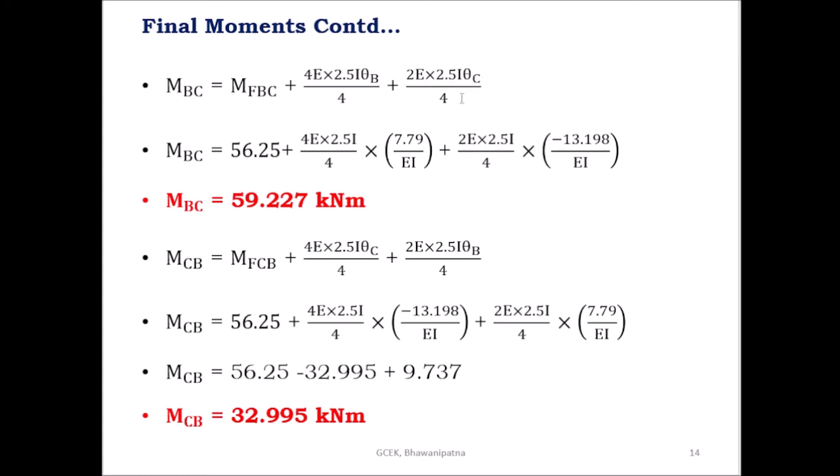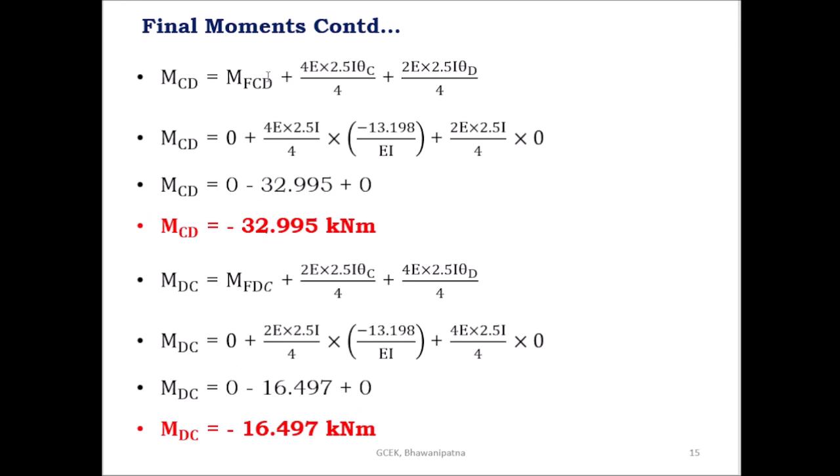Then MBC is equal to MFBC plus 4E into 2.5I theta B by 4 plus 2E into 2.5I theta C by 4. Then after putting the values of theta B and theta C, MBC is equal to 59.227 kilonewton meter. MCB is equal to MFCB plus 4E into 2.5I theta C by 4 plus 2E into 2.5I theta B by 4. Then put the values of theta C and theta B here. Then the final MCB is equal to 32.995 kilonewton meter.